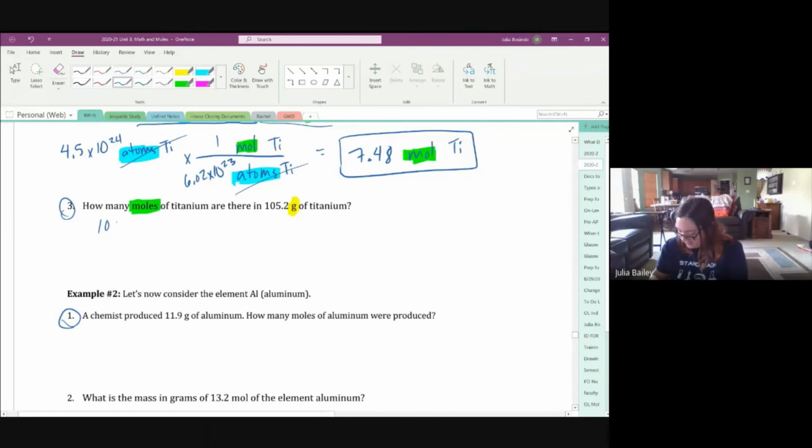Okay, color code. Put your given down as the first thing in your problem. If you want to write that over 1, you can. If you don't want to write that over 1, you don't actually have to. You don't technically need it.